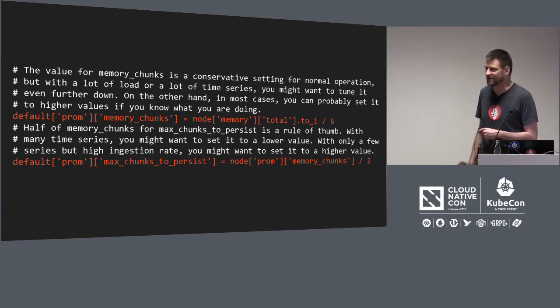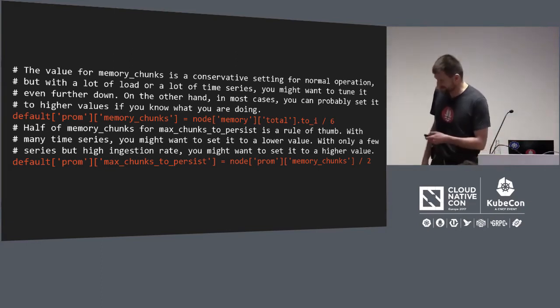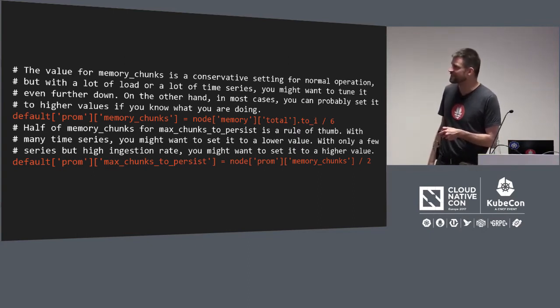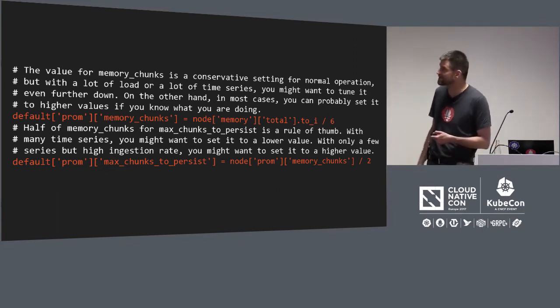Some people try that and then they run into trouble. So what we do at SoundCloud, this is from our original Chef recipes because we are like old school and deploy Prometheus on bare metal with Chef. So this is what we do. Chef has memory in kilobytes. We divide it by 6. So a sixth of our memory is essentially used for memory chunks.